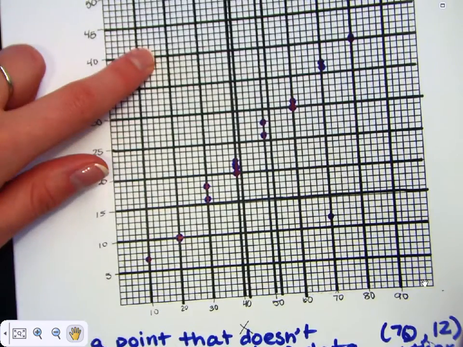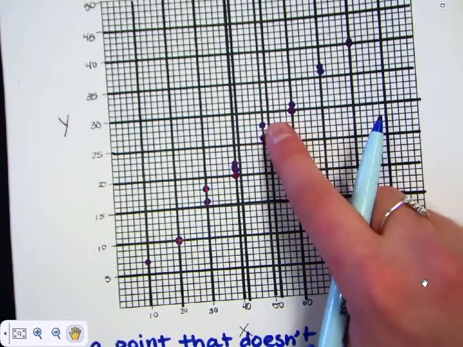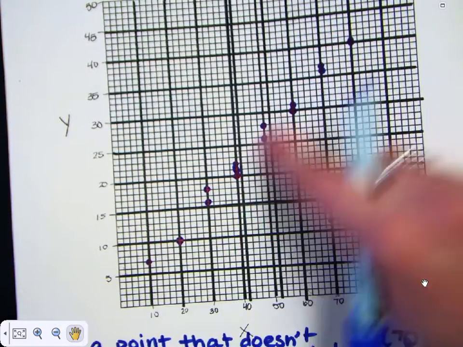It could be up here. That would be an example of an outlier. An outlier won't be like this, because this follows the pattern of the data. It's going in a straight line.